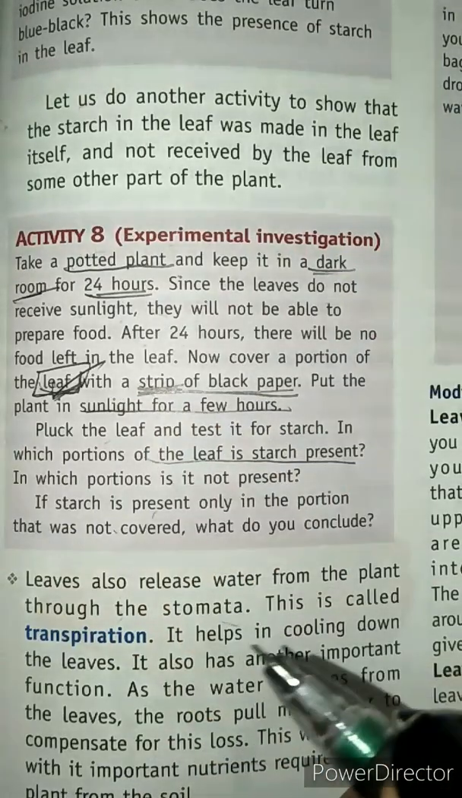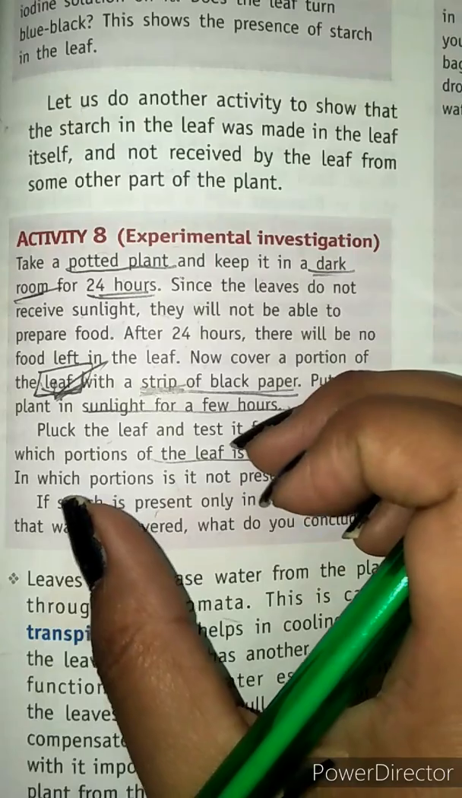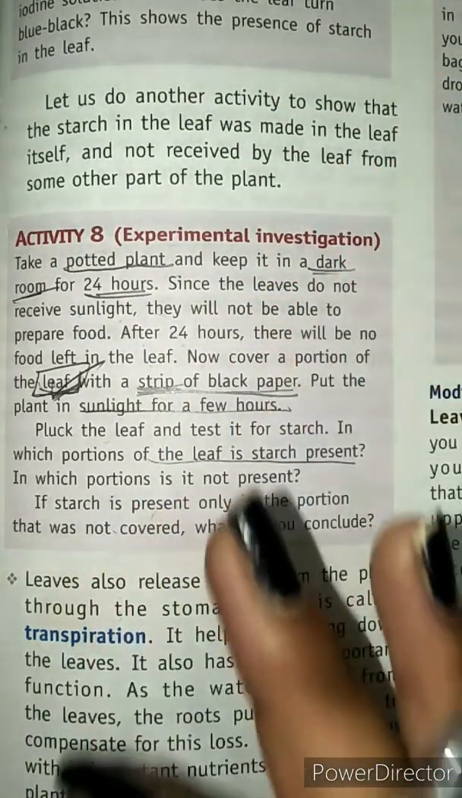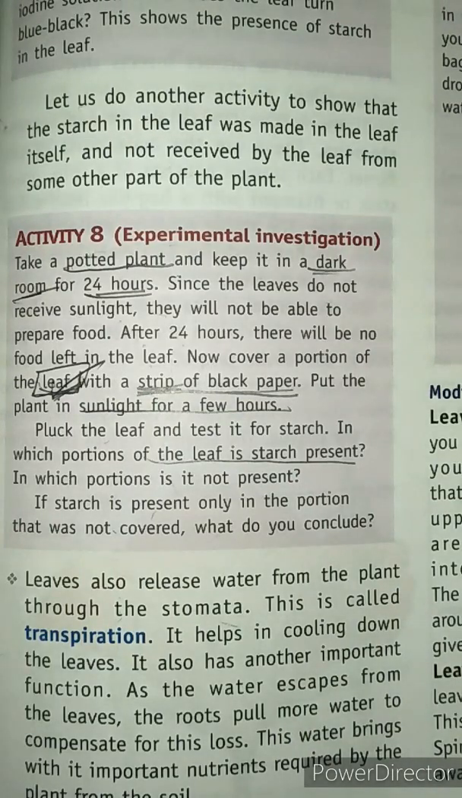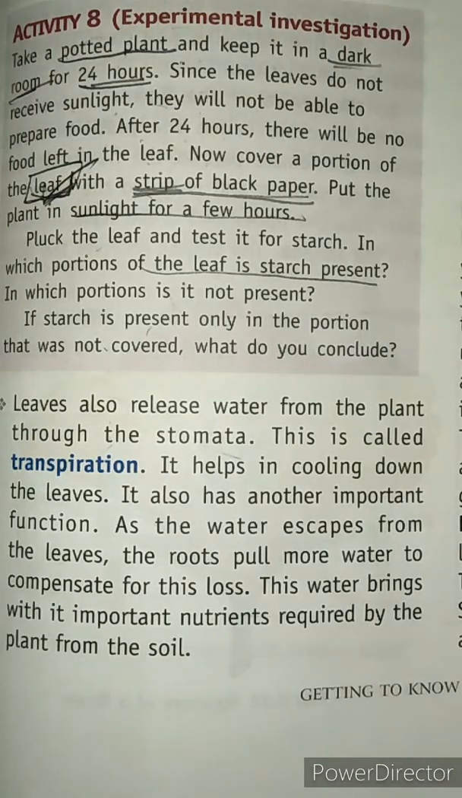So this is how we can say that the covered portion, which did not receive any requirement that a leaf requires to make food, would not turn into any other color because it did not have any sunlight and any air. Got my point? Okay.